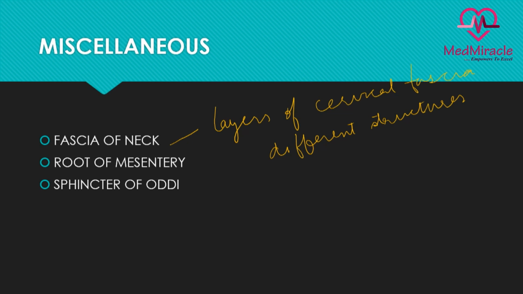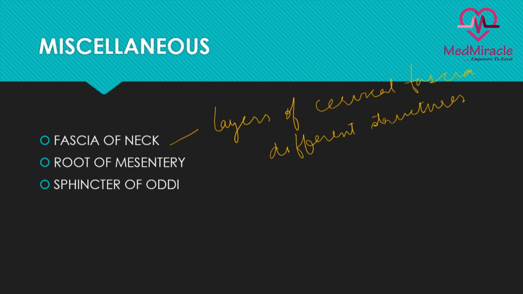The root of mesentery, reading what are the structures that are going through it, what is the arrangement of the various vessels in the root of mesentery, from where to where it travels, what happens to it in case of malrotation, volvulus, all these things regarding the root of mesentery should be known. What is present in the mesenteric border, anti-mesenteric border should also be known.